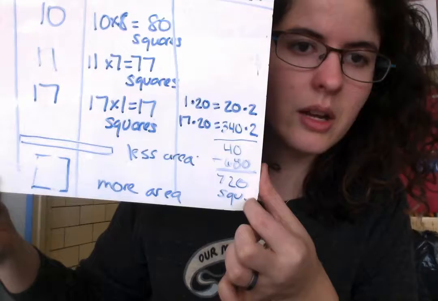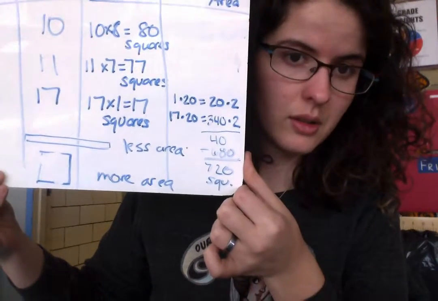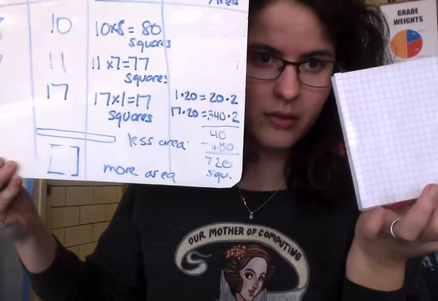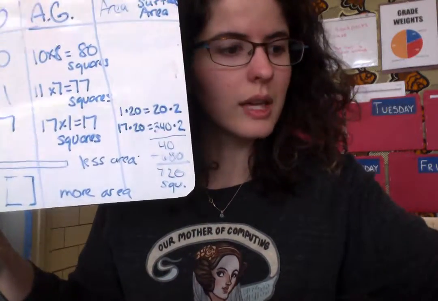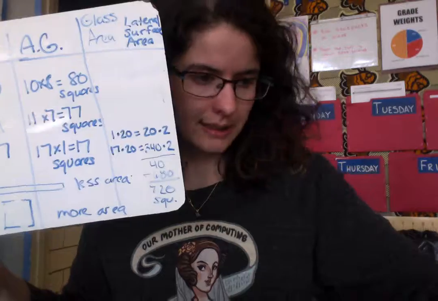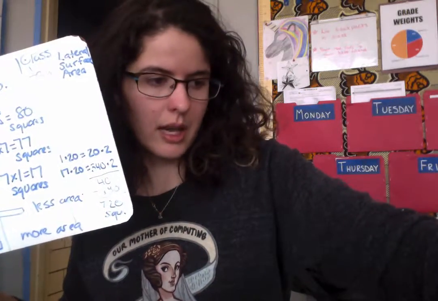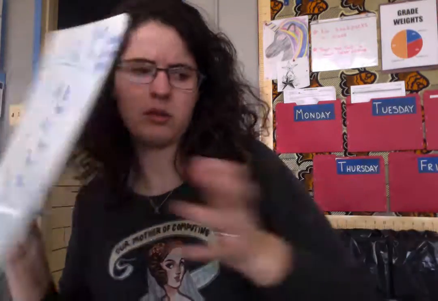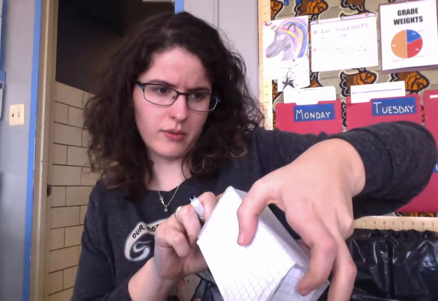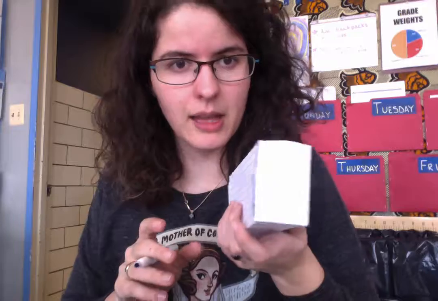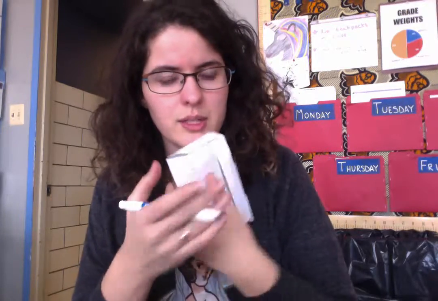So I would need 720 glass tiles for this 17 by 1 building, my long, skinny building. Looking at my 7 by 11, my front and my back walls are the same, and my side walls are the same.